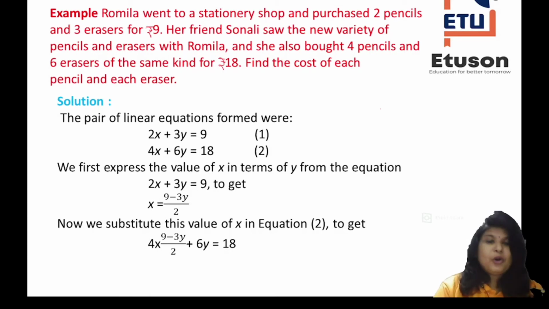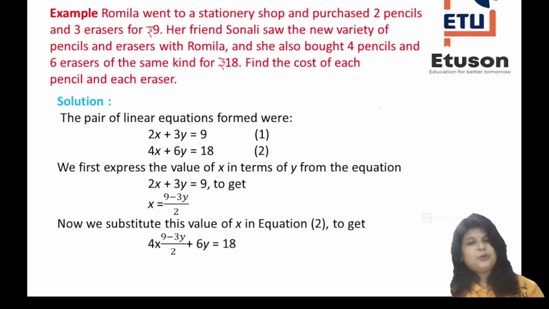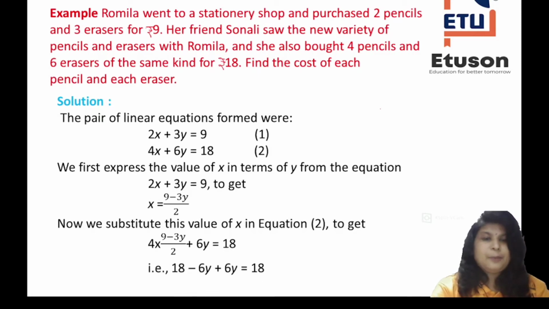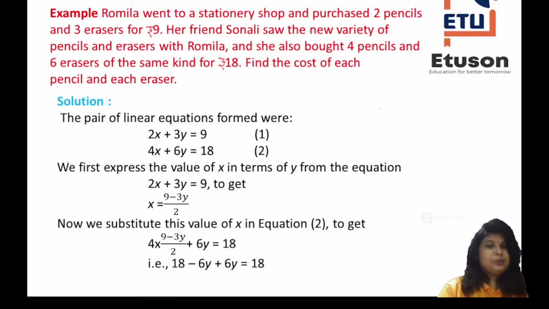So 4 into x. In place of x, what are you going to write? 9 minus 3y divided by 2. Correct or not? Then plus 6y as it is, that is equal to 18. Now the entire equation is in the form of y. Correct or not? So you have to simplify it. If you simplify, you will get 18 minus 6y plus 6y is equal to 18.